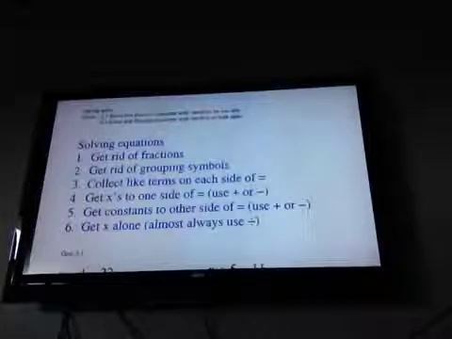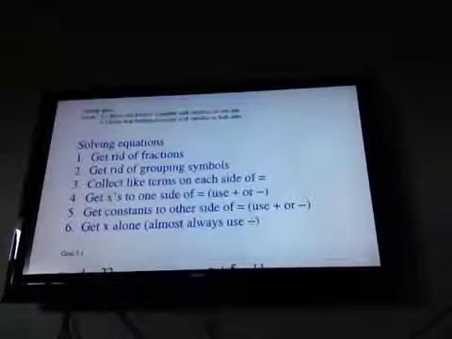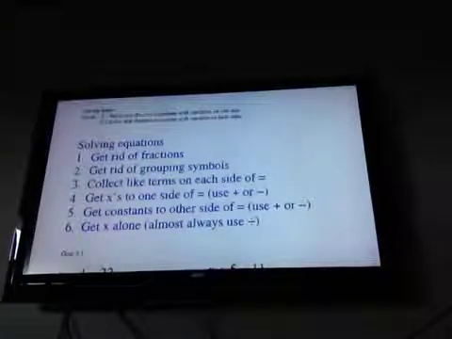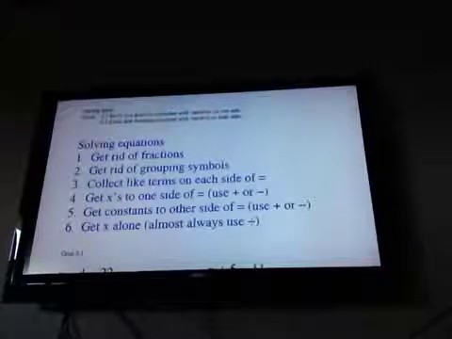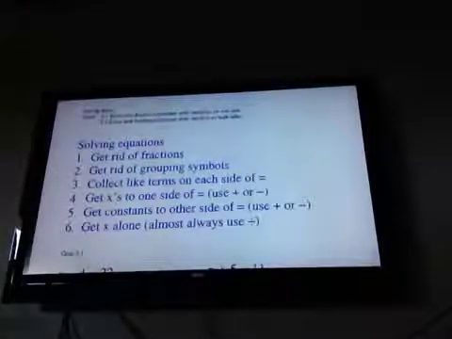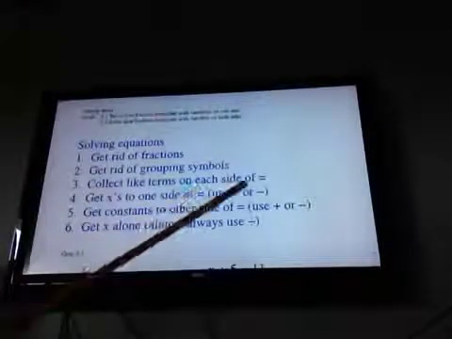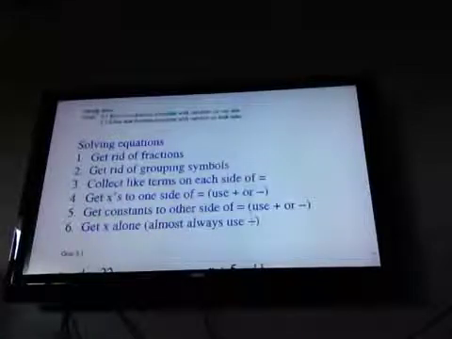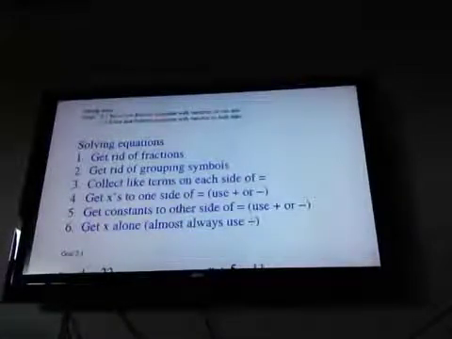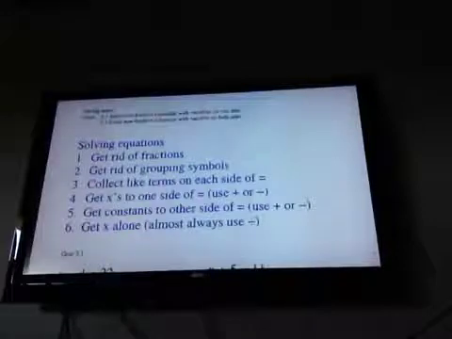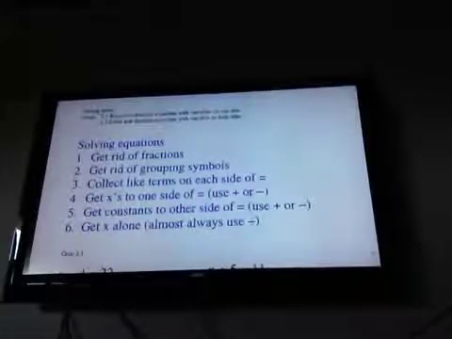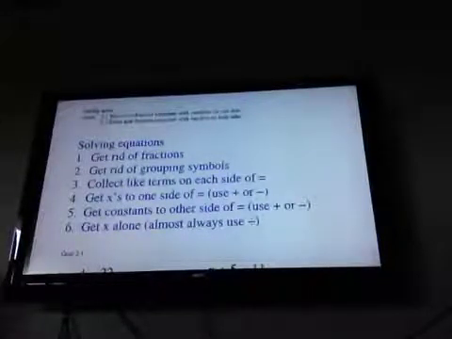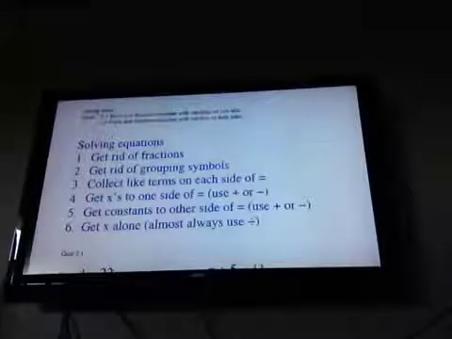Probably one of the biggest things that people don't do that makes it more challenging for yourself is that you don't do this if it's possible. Collect like terms on each side. If you have like terms on the left side of the equation, put them together. If you have like terms on the right side, put them together. Then you're going to move the x's to one side of equals. You're going to use addition or subtraction to do that.